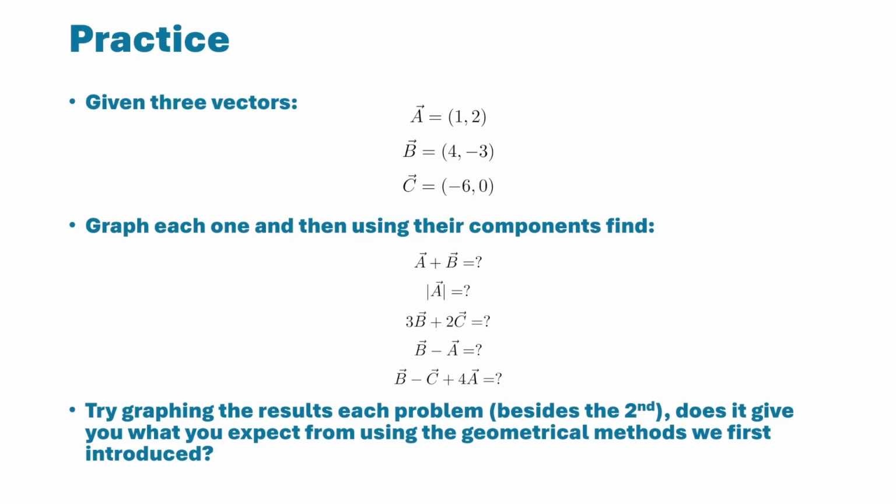So here's some practice to do. Again, the answers will be in the description. Given 3 vectors, I want you to graph each one and then, using their components, find these 5 things.